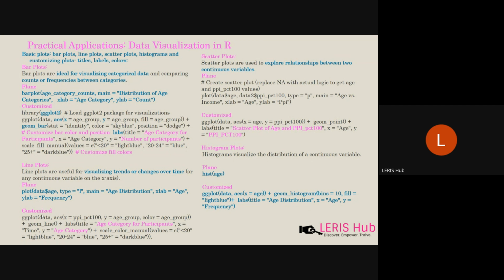Then, of course, histogram, we were able to see this. When you want to see the distribution of a continuous variable, we were able to see hist age, and the customized one is now ggplot, still able to give you this. And here we use the geom histogram. So those are the things you can take note of. For bar plot, geom bar. For line plot, geom line. For scatter plot, geom point. And for histogram, geom histogram. So those are very critical.